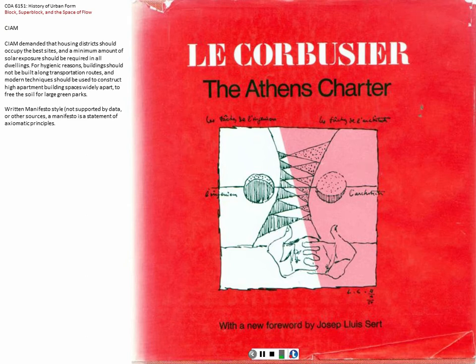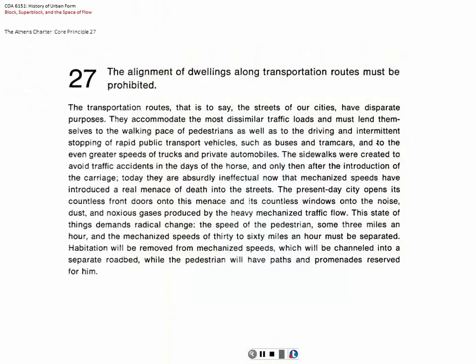So the assumption here is that this is a statement of axioms. In other words, they can't really be argued with. And I just want to give you a taste of this. Only one, Core Principle 27: the alignment of dwellings along transportation routes must be prohibited. That is to say, the streets of our cities have disparate purposes. They accommodate the most dissimilar traffic loads and must lend themselves to the walking pace of pedestrians as well as to the driving and intermittent stopping of rapid public transport vehicles such as buses, trams, and to even greater speeds of trucks and private automobiles.